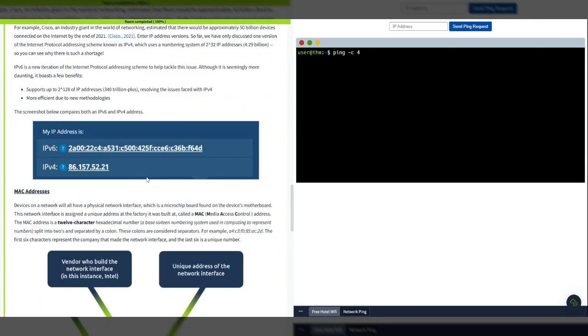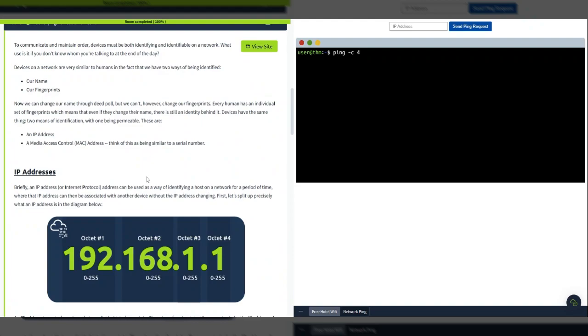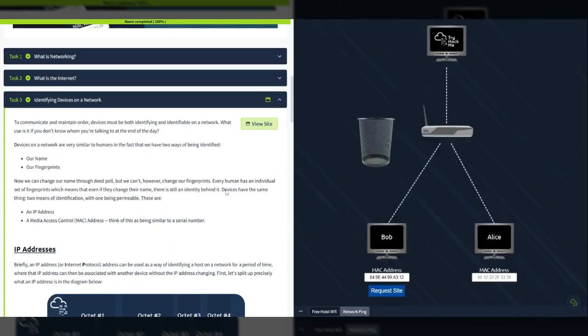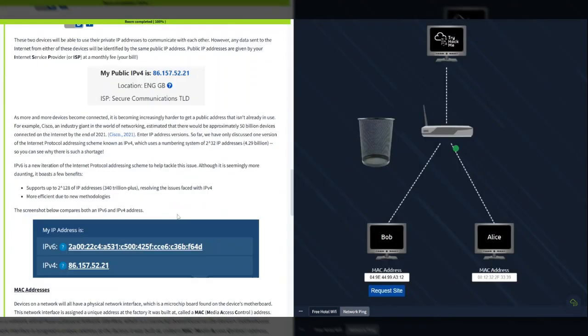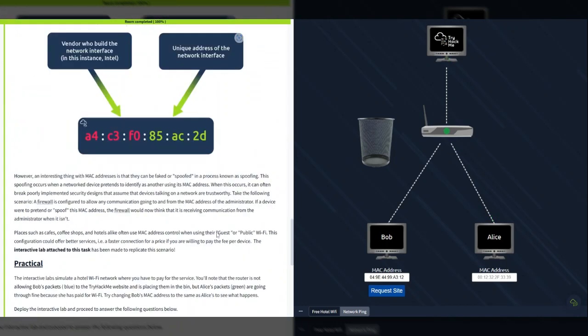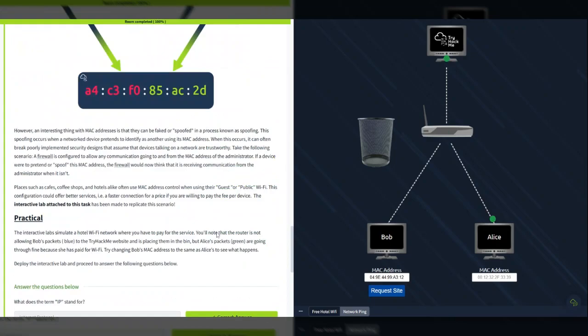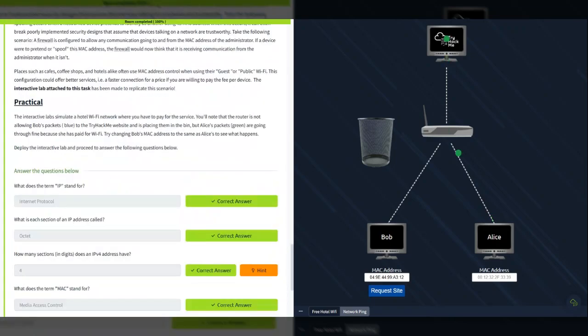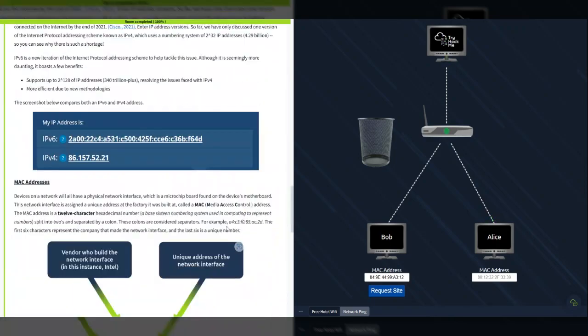And then for this one, the task was pretty simple. Alice was connected to the router, but Bob wasn't. And so all you really had to do was just copy the IP.